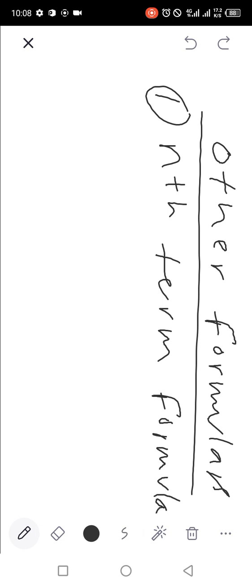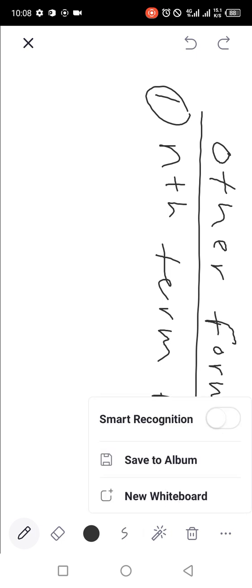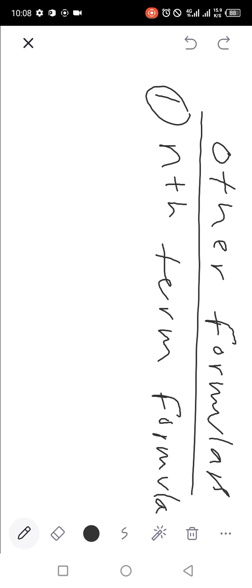So the nth term formula, smart recognition, let me try this. The nth term formula is T_n equals a. That's a problem with smart recognition, the a.